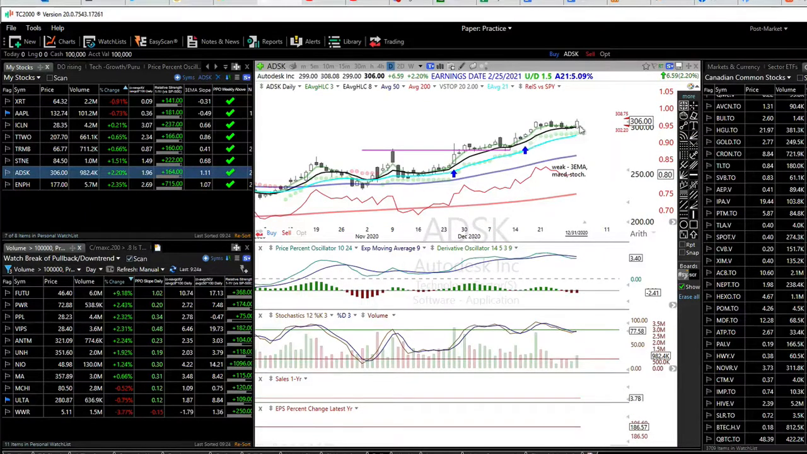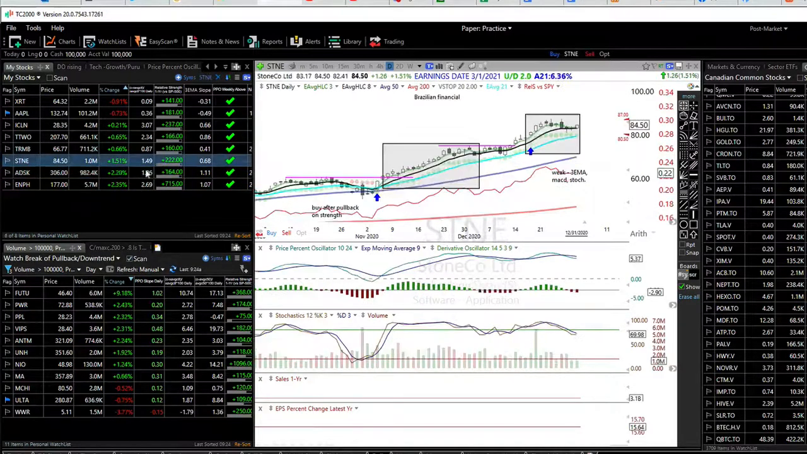Autodesk, I'm in this one. So you can see this uptrend, and it was getting weak. It was small little candles pulling back and MACD crossing down, but it stayed above the volatility, like my stops, and then you had this up day. So we'll see what happens, but it's doing okay, but it's not exciting right now.